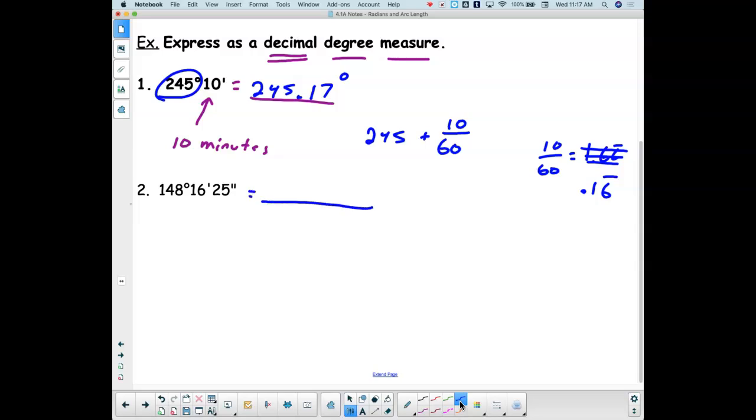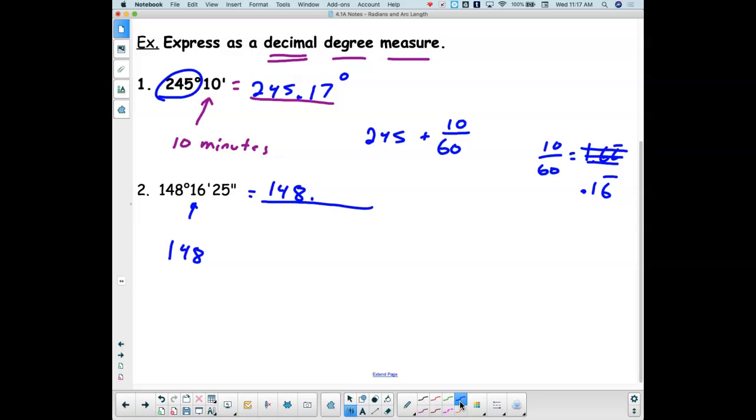So, first of all, we have 148 degrees, 16 minutes, 25 seconds. If I want a decimal, I know it's 148 point something. I just have to figure out what that something is. Well, the first thing I'm going to do is take that 16. On my calculator, I'm going to take that 148.